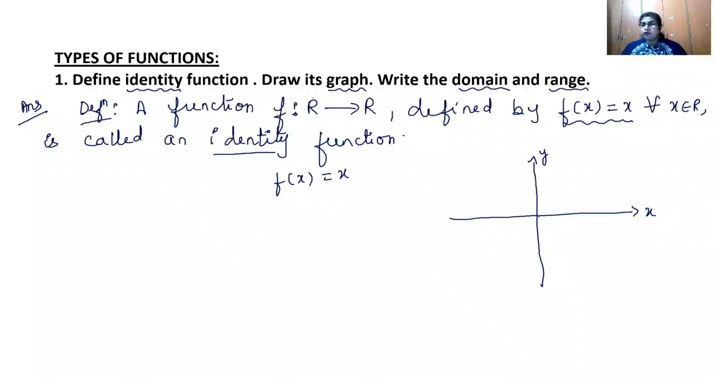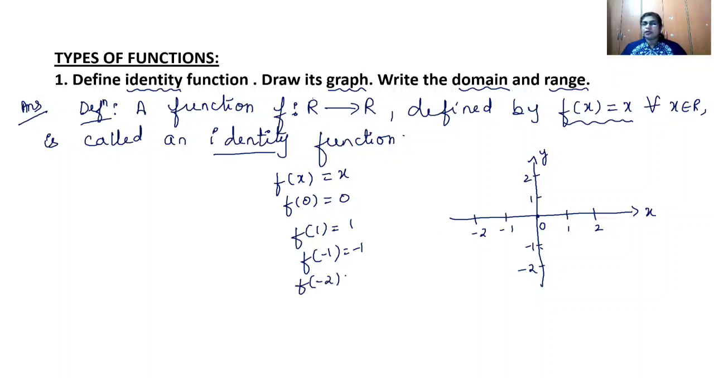So let me plot a few points here. 0, 1, 2. Here we have -1, -2. Here you have 1, 2, and here -1, -2. So what will happen if I take x is 0? So f of 0 is equal to 0. F of 1 equal to 1. Use the definition. F of -1 is equal to -1. F of -2 is equal to -2.